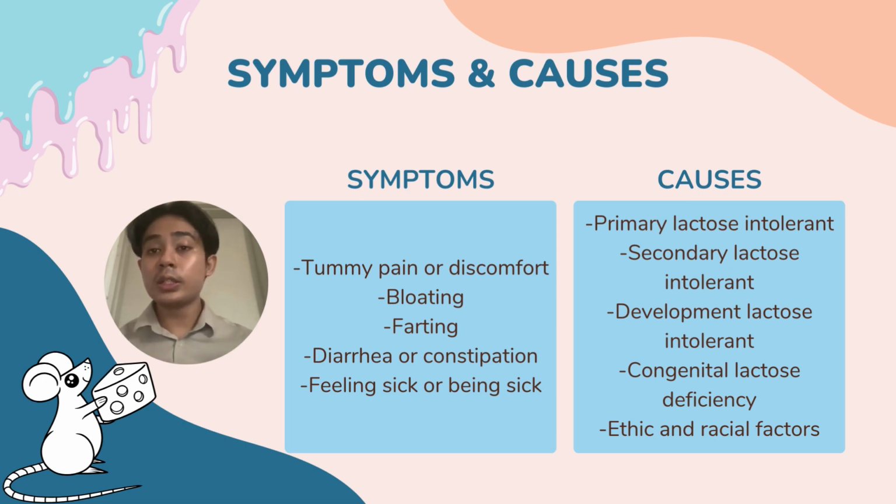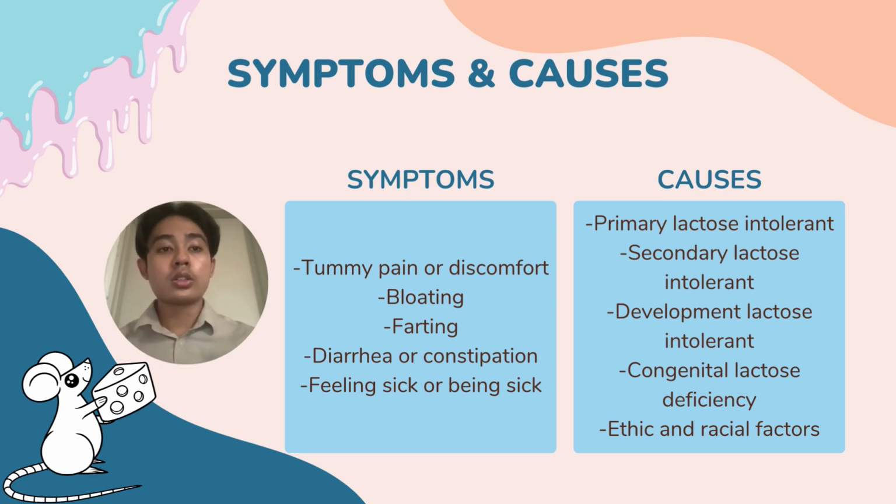Moreover, secondary lactose intolerance. Infections that affect the gastrointestinal tract can lead to temporary lactose intolerance, as for example, a viral or bacterial infection may temporarily reduce lactase production. After that, developmental lactase deficiency. Developmental lactase deficiency may be because of premature birth. Babies born prematurely may have lower levels of lactase because lactase production increases in the later stage of fetal development.